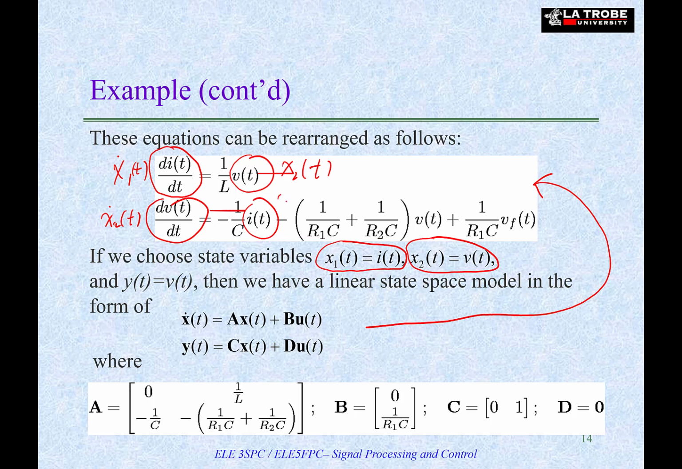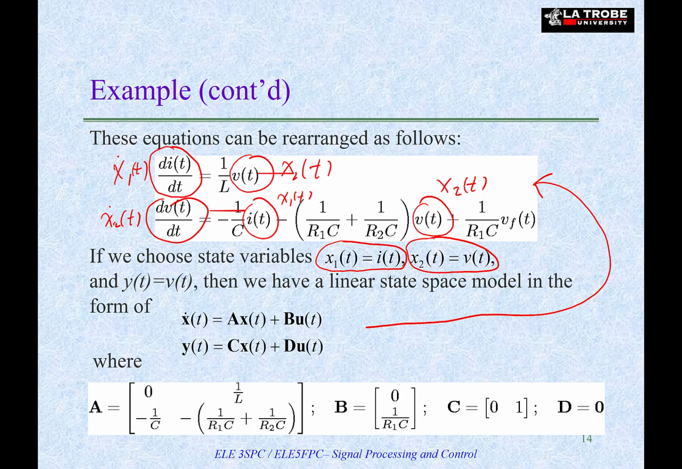This is x1(t). This is x2(t). To write the state space representation in matrix form, you need to be familiar with basic matrix operations. Since this is a second order system, matrix A should be a 2 by 2 matrix. Therefore, it should have 4 elements.